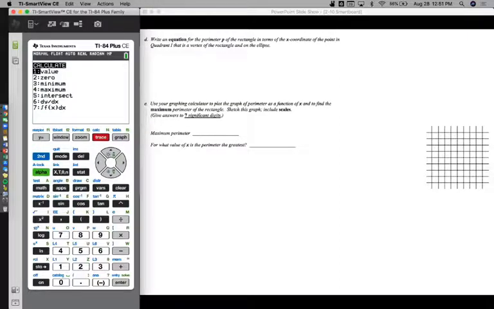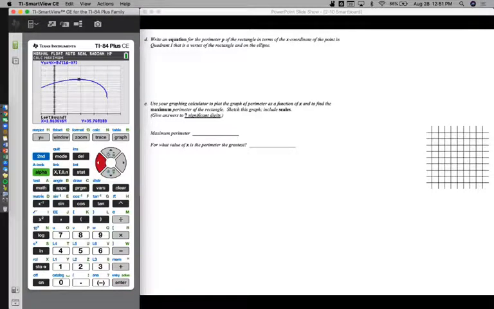You're going to hit second trace. I'm going to go down, select option 4, maximum. And then I'm going to cast a wider net here because I'm not exactly sure where to eyeball the maximum. So I just want to make sure I find some left bound that I know for sure is below the maximum. I'm going to hit enter, and then I'm going to move this blinking cursor pretty far to the right-hand side because, again, this one is a flatter curve. It's a little bit more difficult to identify exactly where that maximum is going to be.